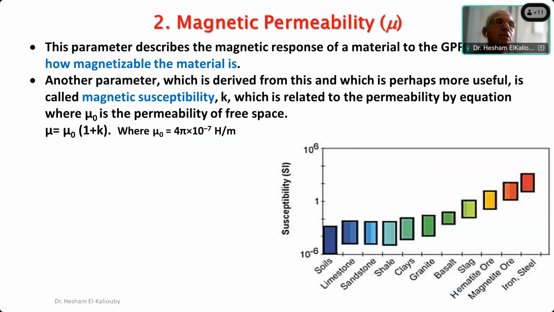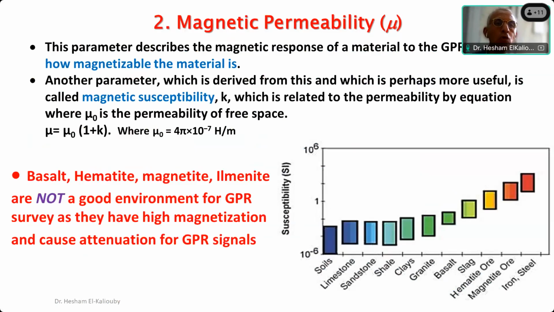In general, highly magnetic materials, for example, hematite, basalt, magnetite, ilmenite, all of these highly magnetic materials are not a good environment for GPR. They will cause high attenuation for GPR, so it's not recommended to conduct GPR above highly magnetic materials.